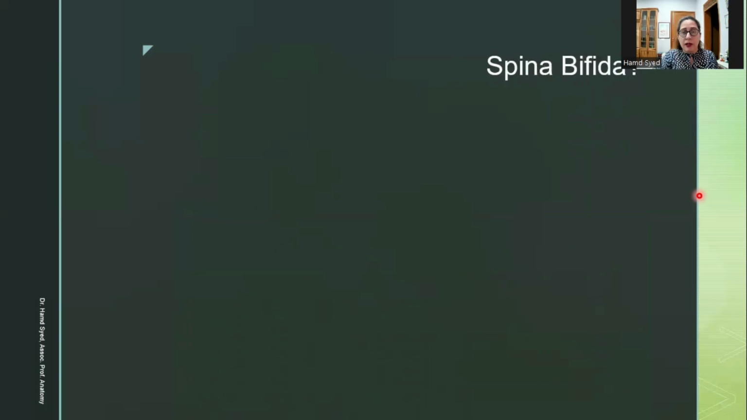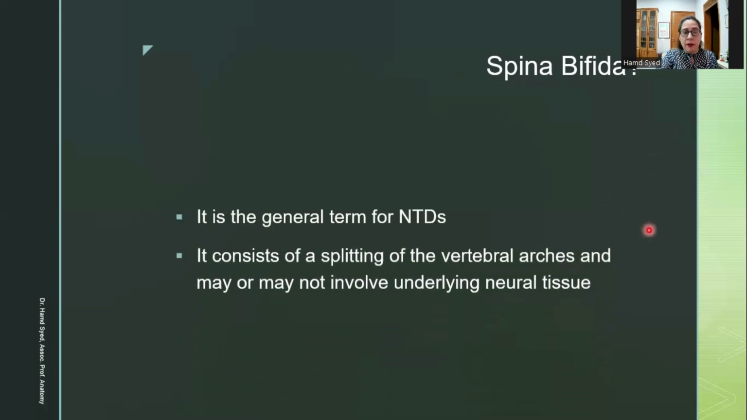Now, what is spina bifida? The name itself is self-explanatory. It shows there's a split in the spine. Spina bifida is the neural tube defect which occurs when there is defective neurulation in the spinal cord. There are different types of spina bifida, and like I said, it depends on the severity. You can simply say it is a splitting of vertebral arches, and it may or may not involve underlying neural tissue.